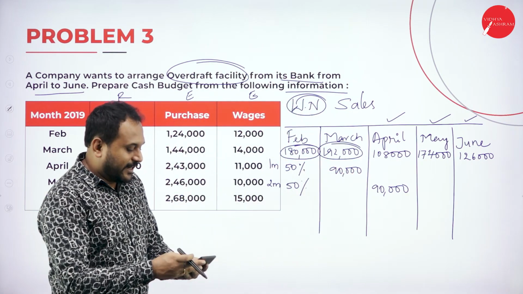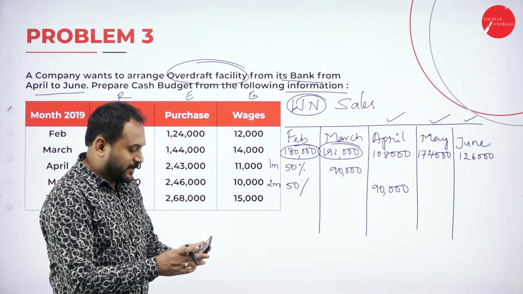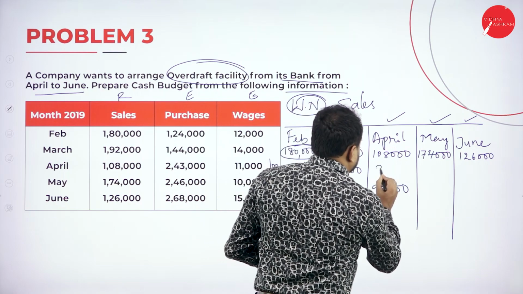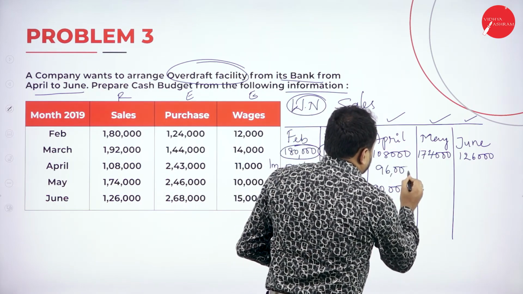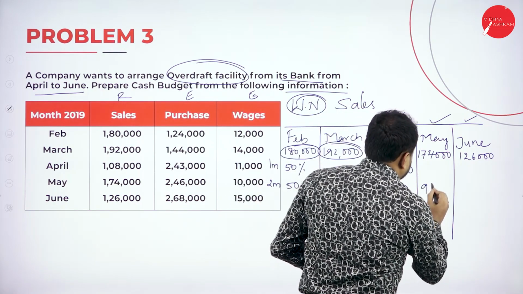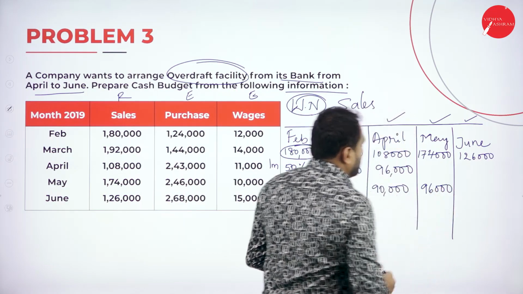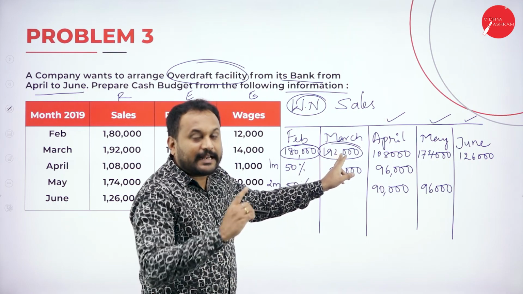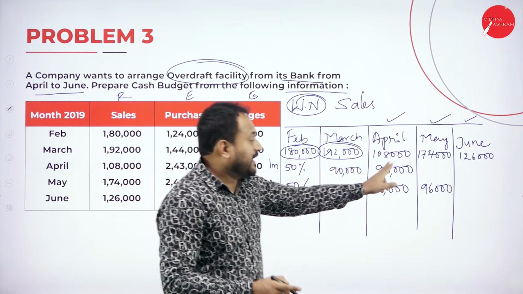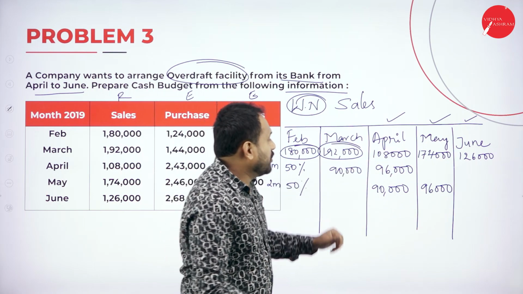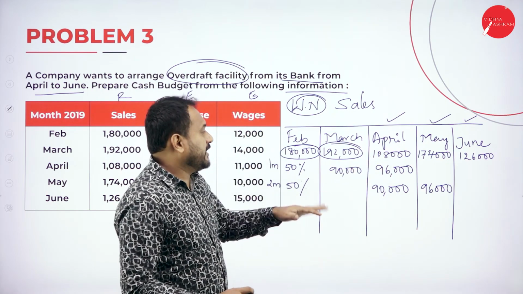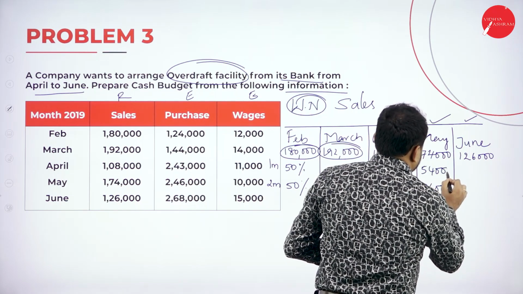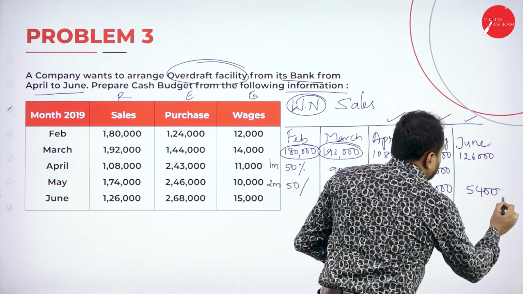Next I should do the same thing for this. 1,92,000, you divide it by 2. 192 divided by 2, so it is 96. In April I'll get 96,000. In May I'll get 96,000. So this is the first month. Sales has happened in March, I'll get in the next month and its next month. Done. Next I'll go with April. 108 divided by 2 is 54. So I'll get here 54,000. And here also I'll get 54,000.